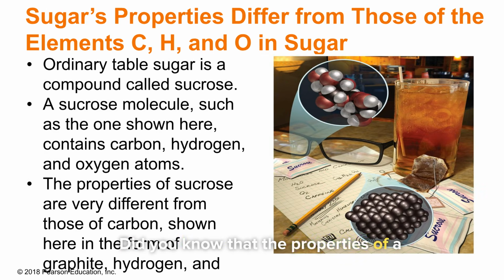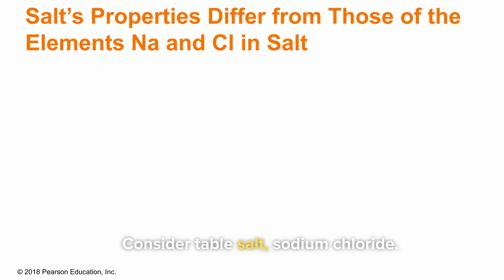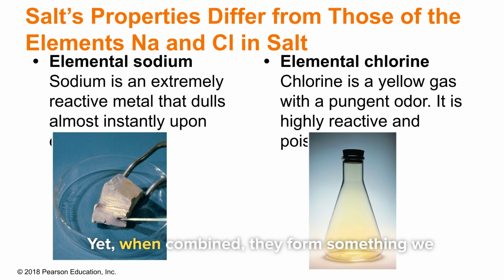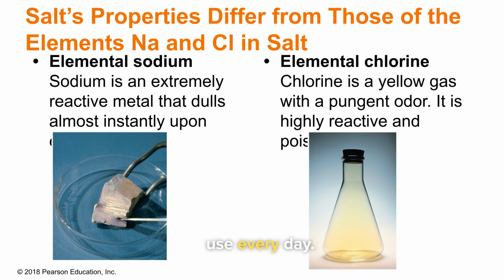Did you know that the properties of a compound can differ drastically from the elements that compose it? Take table sugar, or sucrose for example. It is made of carbon, hydrogen, and oxygen, yet its properties are completely unique compared to those elements on their own. Consider table salt, sodium chloride. Sodium is a highly reactive metal that dulls quickly in air, and chlorine is a poisonous reactive gas. Yet, when combined, they form something we use every day.